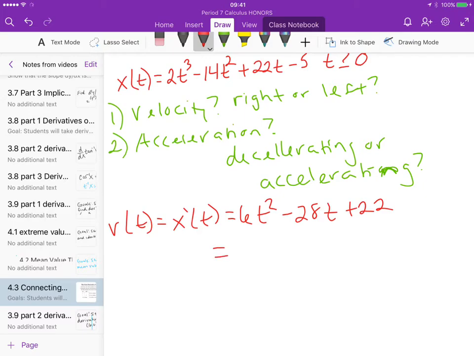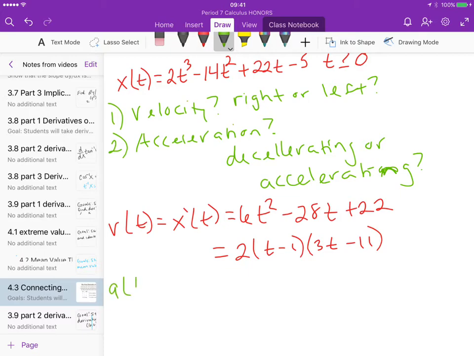I see that there's a 2 in common with everything, so I'm going to factor that 2 out. And what we're left with is t minus 1 multiplied by 3t minus 11, okay? We factored it just to get the factors of this function so we can find out where it's going to equal 0. And then let's find acceleration so we have both of them to look into.